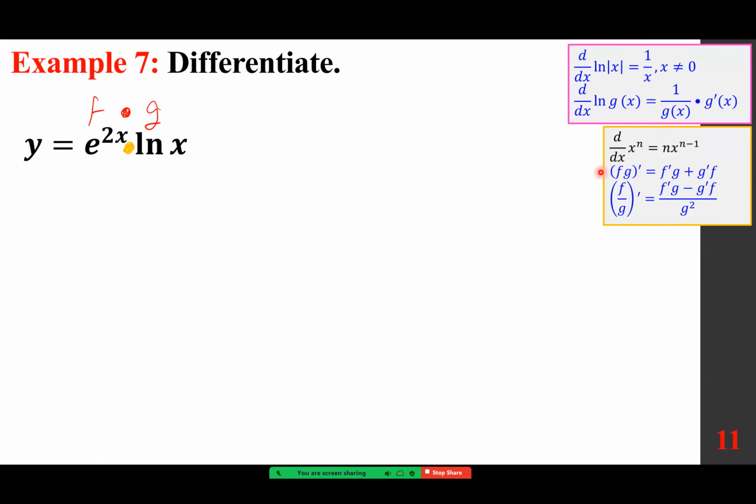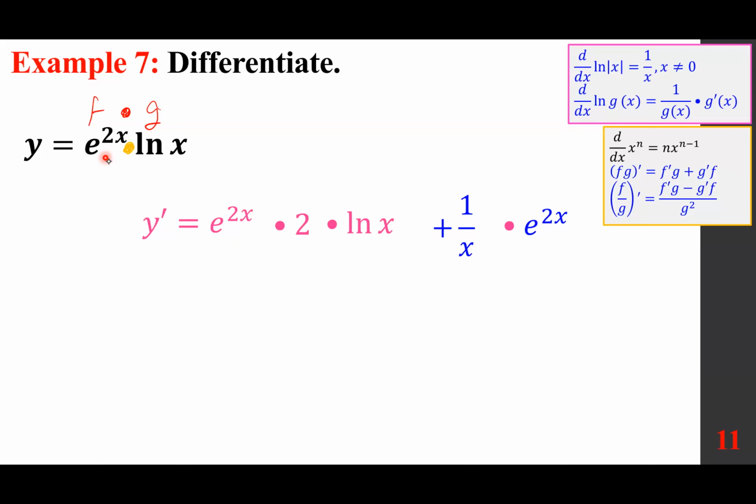So f prime, any exponential, the answer is itself. You look at the exponent is x. No, the exponent is a function of x. You need the derivative of that, times 2. The base is e, so we are fine, times g, which is ln x, and then plus g prime, the derivative is 1 over x, times f, which is e to the power of 2x. Again, very straightforward, everybody. So we're done with calculus.